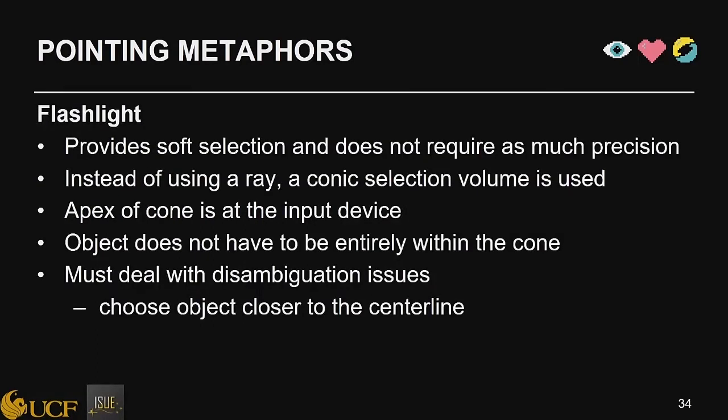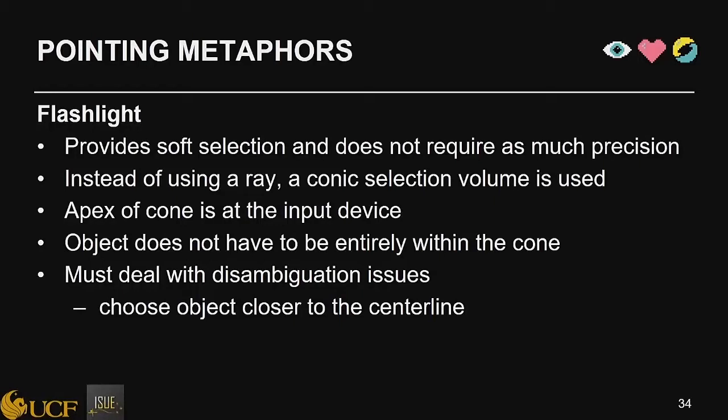With the flashlight, instead of using an actual ray, we're going to use a conic section volume. What that does is give us a region, a circle, if you will, at the end of the ray that we can use to do the selection, and that allows you to be a little bit less precise in selecting objects. The apex of the cone is at the input device. The object does not have to be entirely within the cone, too, which is really nice.